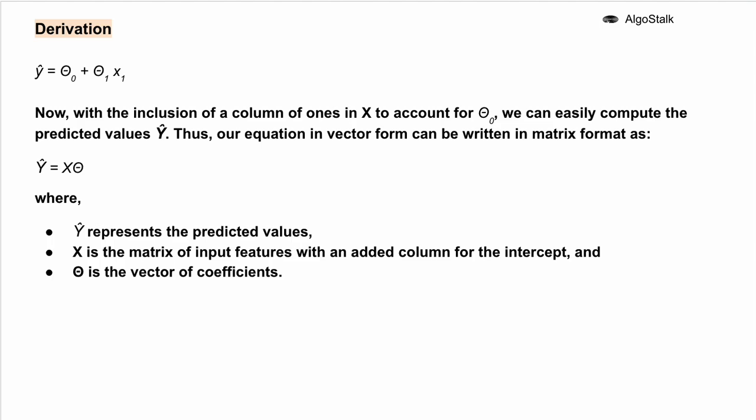Let's break down what each part of the equation y hat equals X theta represents. Y hat stands for our predicted values. These are the outputs our model gives based on the inputs. X is the matrix of input features. We have added a column of 1s here to account for the intercept term. Theta is the vector of coefficients. This includes both theta 0 and theta 1. Putting these together, our equation helps us predict outcomes efficiently using matrix operations.